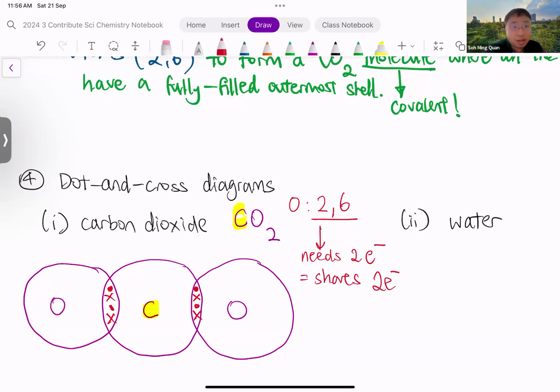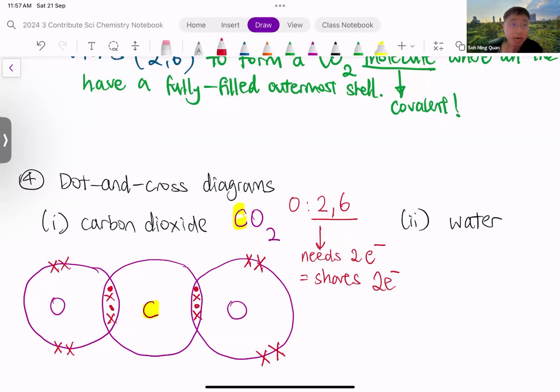comes in when you realize what is the purpose, the function of sharing. The purpose of the sharing is to achieve a fully filled outermost shell. Fully filled outermost shell means must have 8s for oxygen and carbon. So now let's look at oxygen. Oxygen, so far I've drawn dot, cross, 4 already. Meaning, need to have 4 more outside. 4 more outside. Because 4 plus 4 equals 8. You must ensure that the outermost shell you have drawn 8.